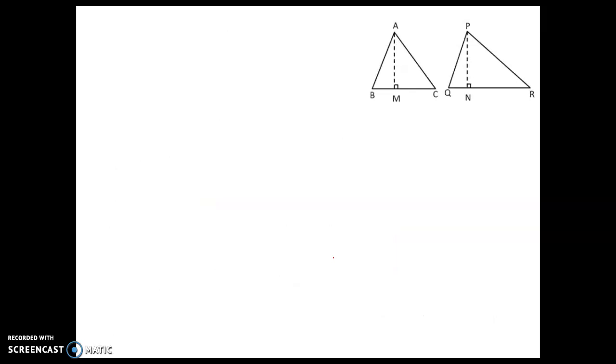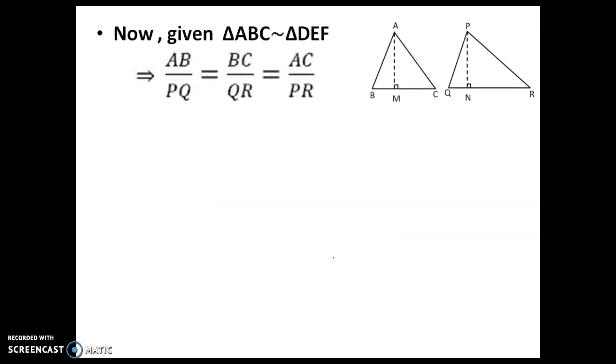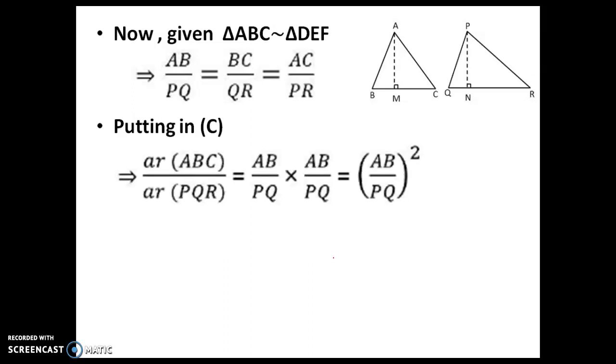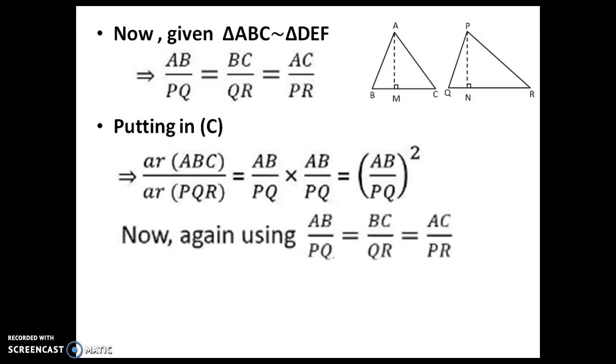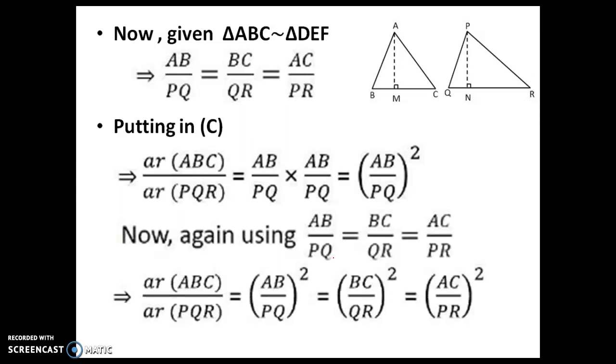Then after that, already we know that these two triangles are similar, so the sides are proportional. So putting in C, this value, now this proportionality there, no, that we are going to put it in C. So AB by PQ the whole square we will get. Okay, or else the another one. BC by QR the whole square also we can find out. Okay. Similarly, AC by PR also we can find out. That's a proof.